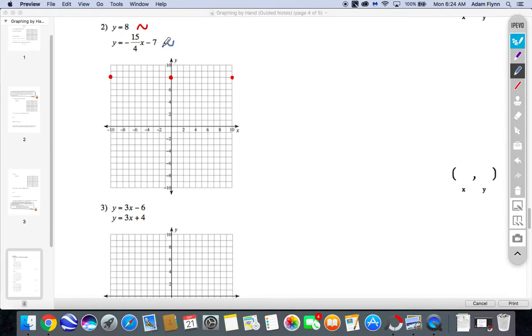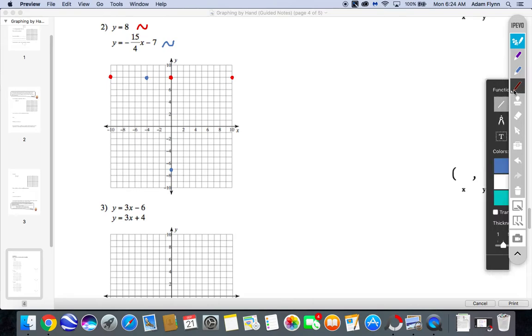So now I'll take a look at my bottom equation. My y-intercept is negative 7, so I'll start at negative 7 on the y-axis. And from there, I've got negative 15 over 4 as my slope, so I can go down 15 and to the right 4. It's a negative slope, so it will be sloping down from left to right. Or I could go up 15, 1, 2, 3, 4, 5, 6, 7, 8, 9, 10, 11, 12, 13, 14, 15, and to the left 4, 1, 2, 3, 4.